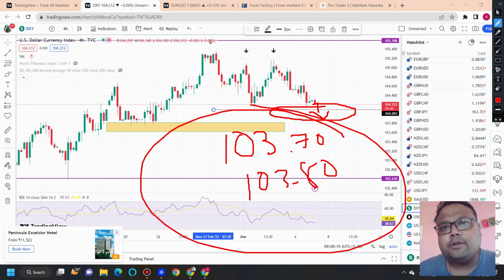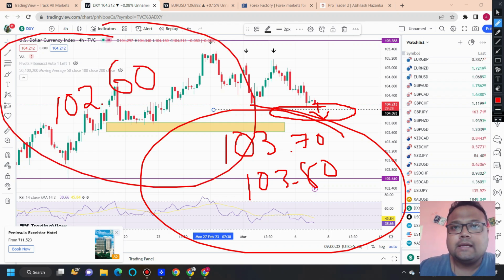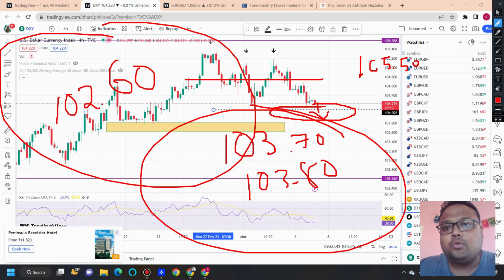And after the testimony of Jerome Powell, in case DXY shows a big drop, then we need to focus on the major levels. The next big support on the chart of DXY is around 102.60. This is the strongest support on the chart of DXY right now, and the strongest resistance is around 105.50. These are the two important levels on the chart of DXY right now.